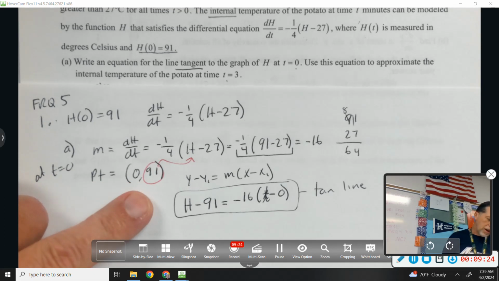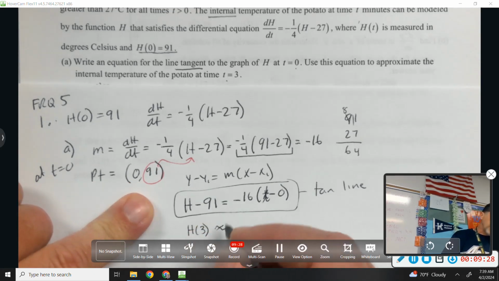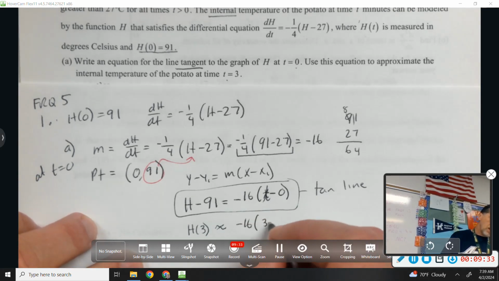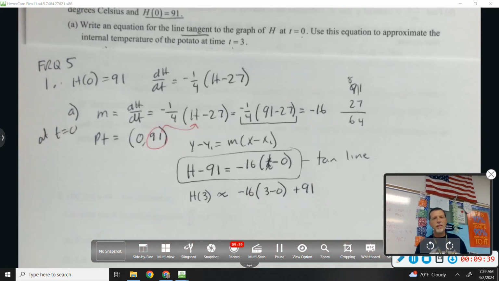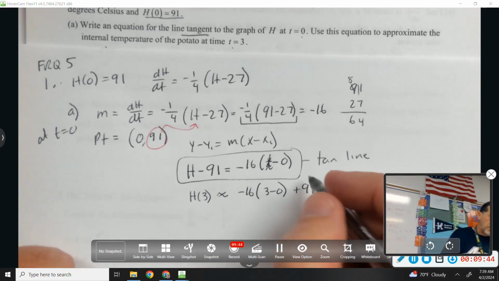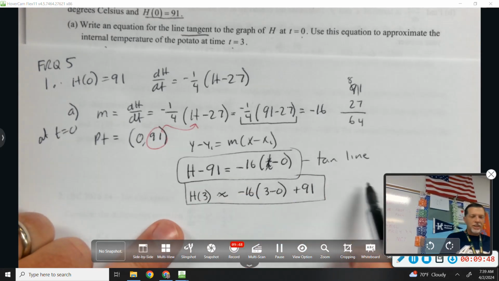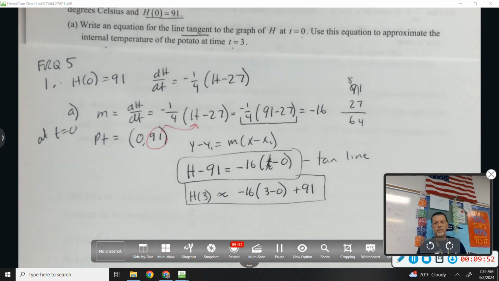Find the temperature at time 3. Okay, so H of 3 is approximately, because this is an approximation, negative 16 times (3 minus 0), and I'm going to move the 91 over, and hey, there's safe stop. I don't really want to mess with that. I mean, I could, but why bother? And it's labeled, so I don't really need to label it anything else. That's H of 3 is approximately whatever that is, negative 48 plus 91, 43.